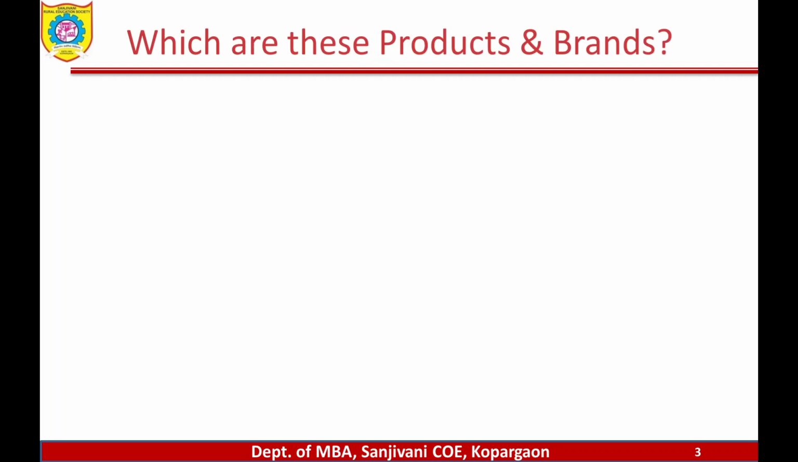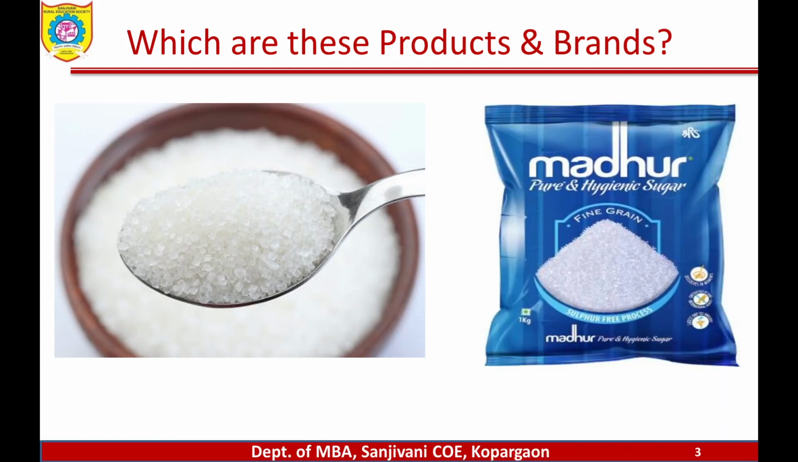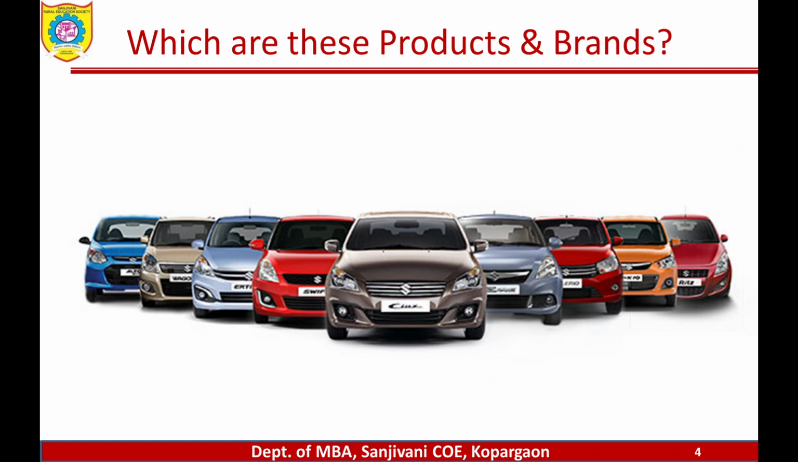Moving ahead, which are these products and brands? You see this, what is this? We can call this loose sugar. And next, the same traditional sugar has been converted into a branded Madhur sugar. So mass marketing is trying to convert into brands so that customers have a choice whether they should go for loose or for a brand sugar. We'll see which products and these brands.